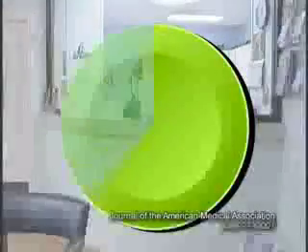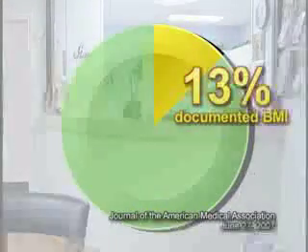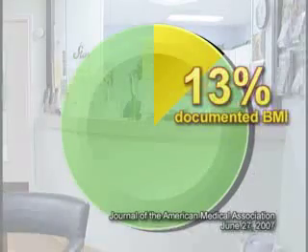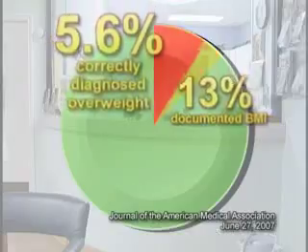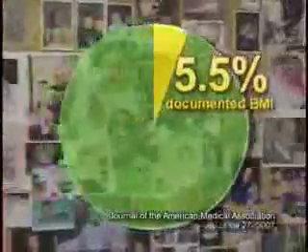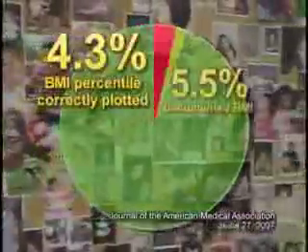BMI was documented in only 13% of the 25 randomly chosen charts at a large pediatric medical center. Of those charts, overweight was correctly diagnosed in less than half of the cases. And in an examination of about 400 charts at yet another pediatric medical center, BMI was documented in only 5.5% of the cases and correctly plotted in only 4.3%.